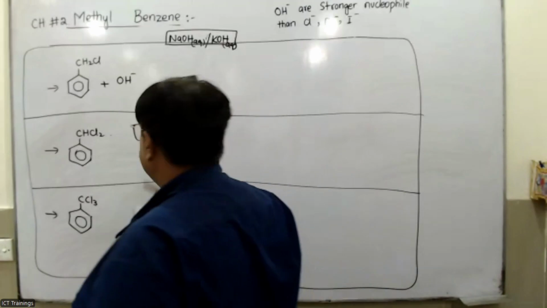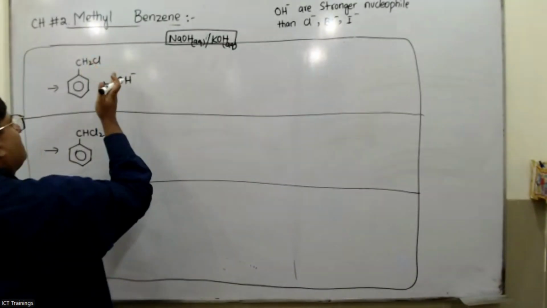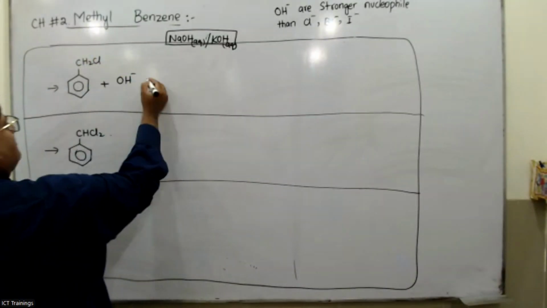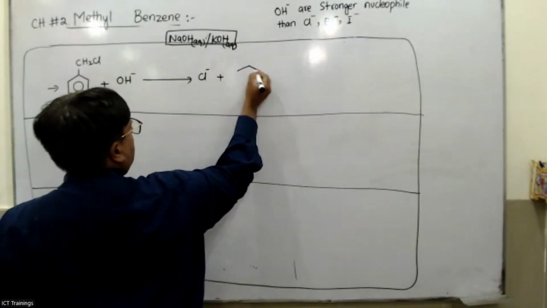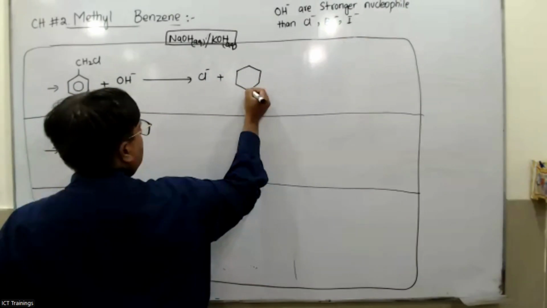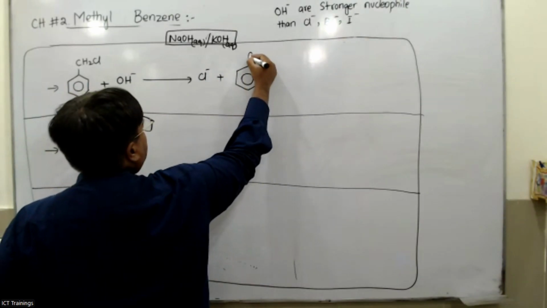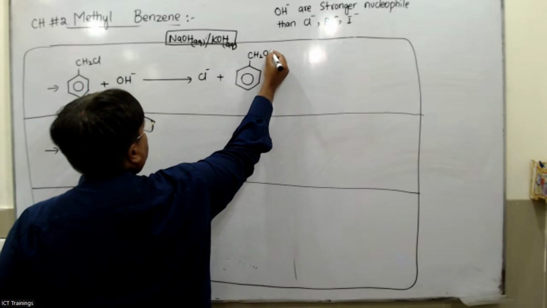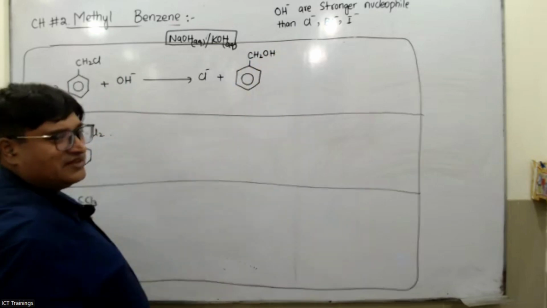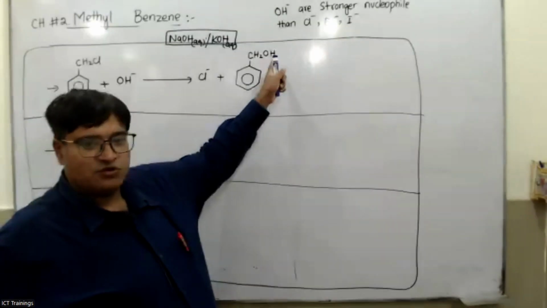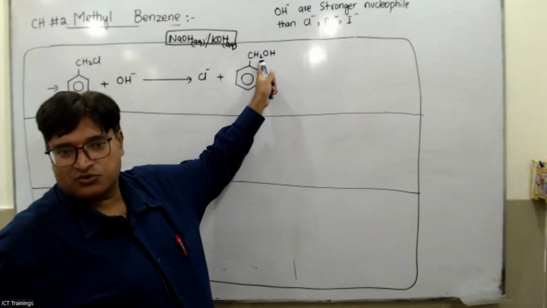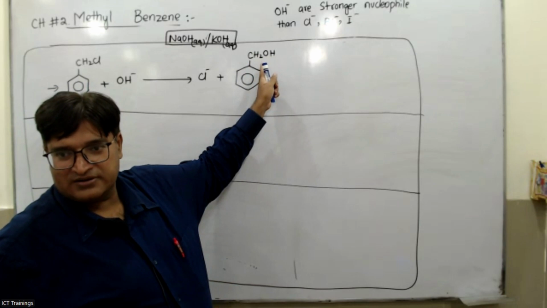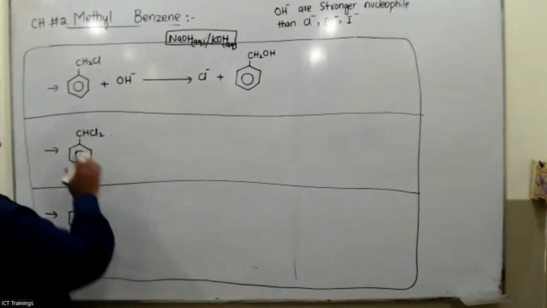So what they do is replace the Cl. What would happen? The Cl minus would come out, and you will have benzene and CH2OH. Can anybody tell me the name of this one? I told you if the alcohol group is attached to the carbon chain, that becomes phenyl methanol. Did you remember?